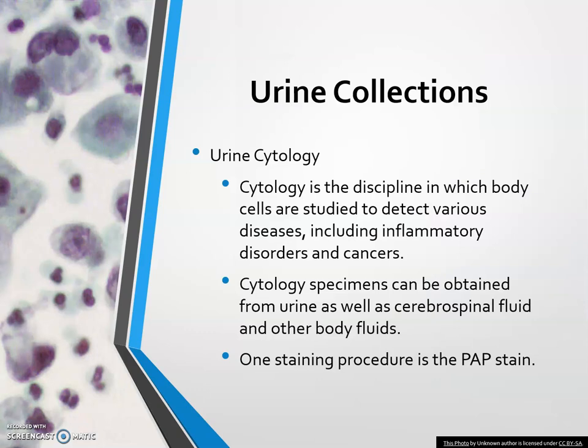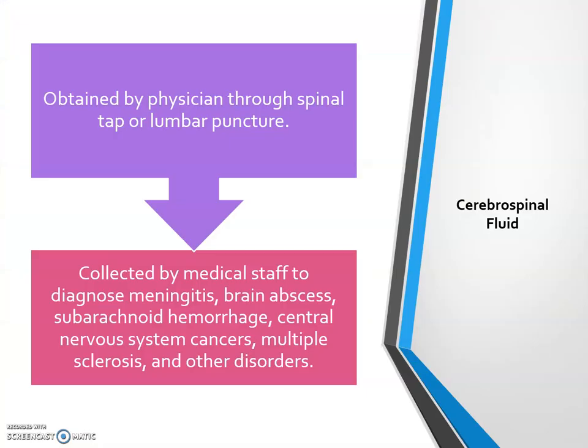Urine cytology is a discipline in which the body cells are studied to detect various diseases, including inflammatory disorders and cancers. Cytology specimens can be obtained from urine as well as cerebrospinal fluid and other bodily fluids. One staining procedure is the Pap stain, and this is what it would look like underneath a microscope. This is to detect HPV in females or cervical cancer.